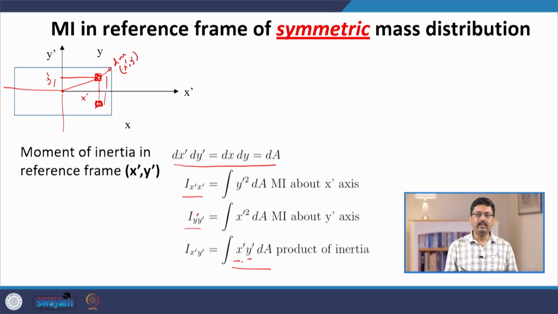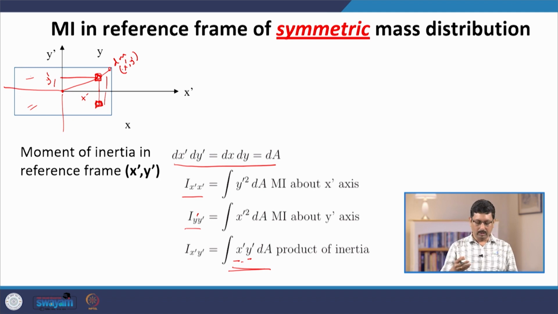So, if we add them, they will cancel each other, and similarly if I do it over this quarter of the distribution, we can easily see that this quarter of the distribution is going to cancel the lower quarter of the distribution. Similarly, this part of the distribution is going to cancel this part of the distribution, and hence we see that this I x prime y prime is expected to be 0.